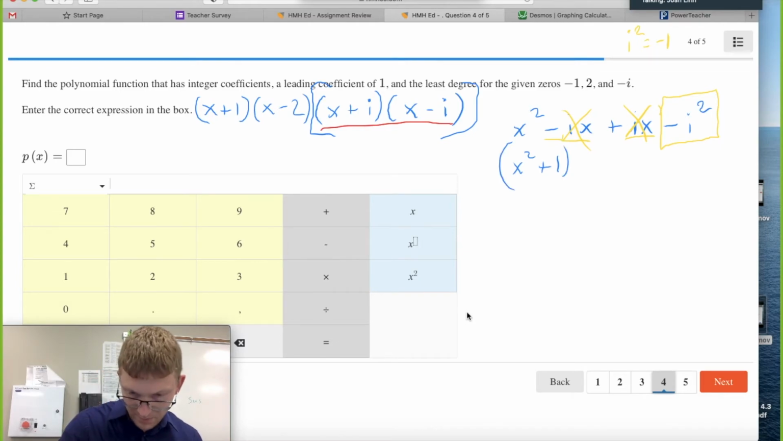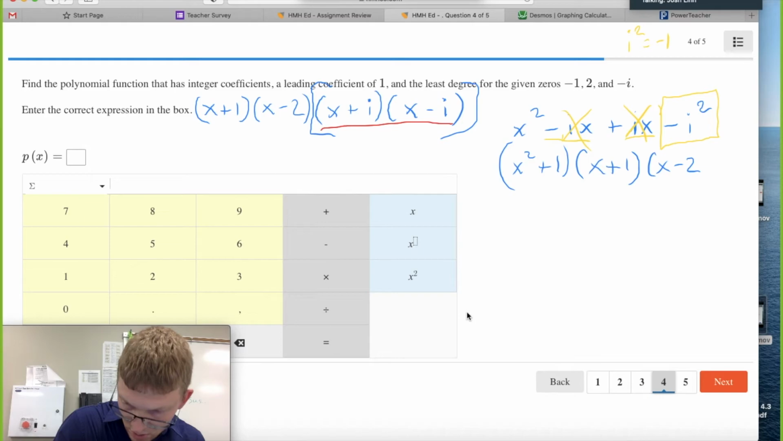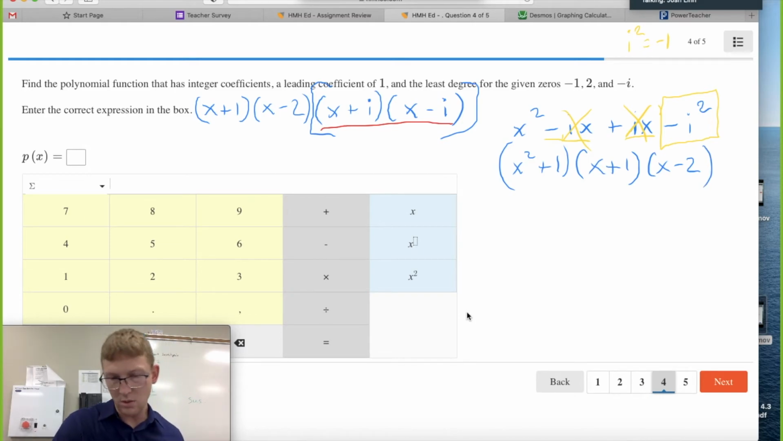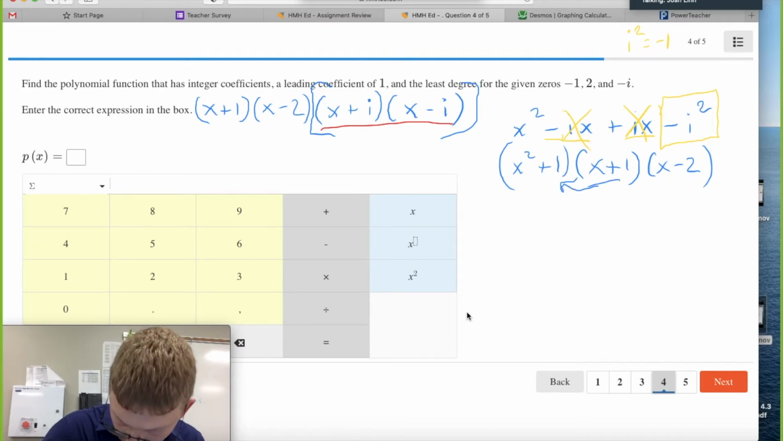So that's not bad. So then we add our other factors down here. X plus 1, x minus 2. We can go either way you want. I'm just going to take this, put it into there. So it's going to be x cubed plus x squared plus 1.